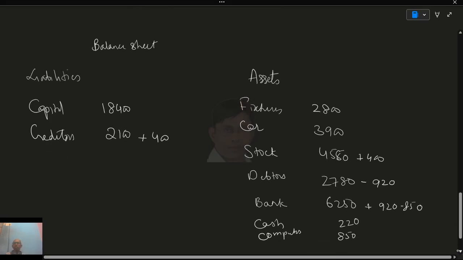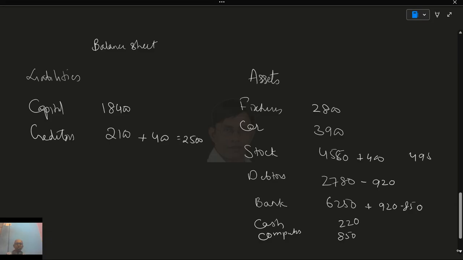So this is the new balance sheet, the net effect. Creditors will become 2500, and stock will become 4950. So 2780 minus 920, how much is it?